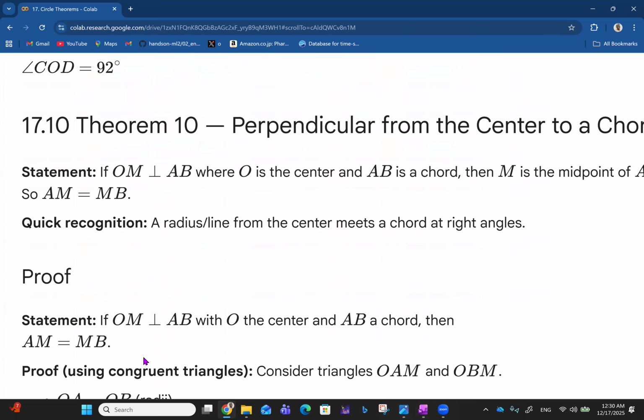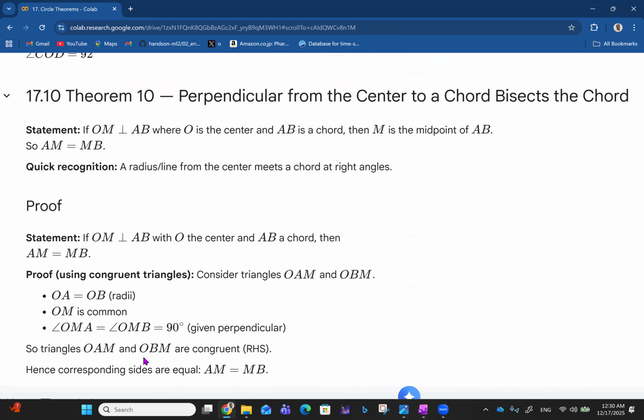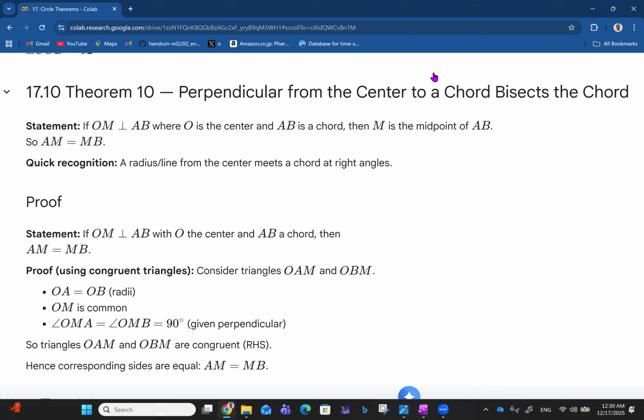Then we have theorem 10. We're still going to theorem 13 or so, or 12. So theorem 10 says a perpendicular from the center to a chord bisects the chord. So the statement: if OM is perpendicular to AB, where O is the center and AB is the chord, then M is the midpoint of AB. So this one is linked with the proof we just looked at now. Any perpendicular line you draw from the center to a chord bisects the chord.